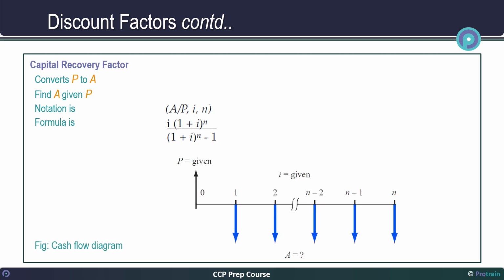Figure now shown on the slide represents cash flow for capital recovery factor. The cash flow shows that we have to find A when P is given. Please critically review the cash flow. As discussed earlier, note that any discount factor is specific to its given cash flow only.